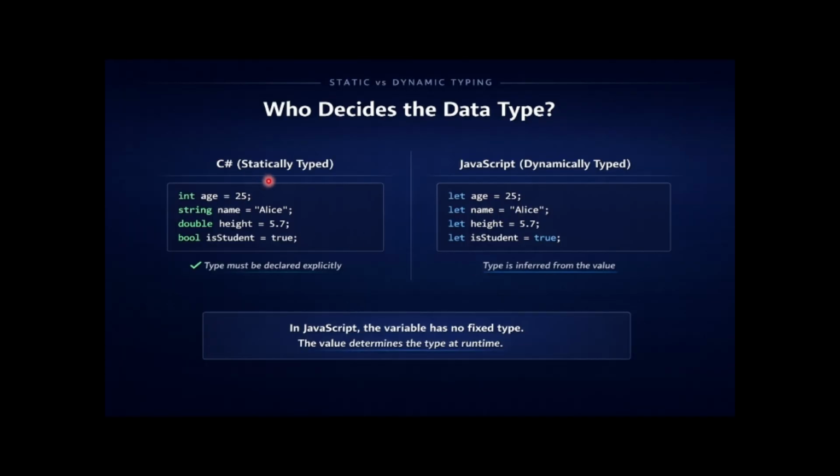Now let's try to understand static and dynamic typing. Whenever we are using programming languages like C# or Java, they use static typing.